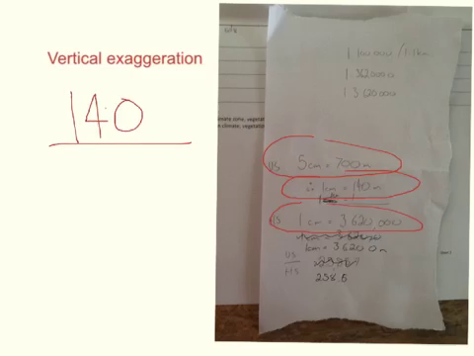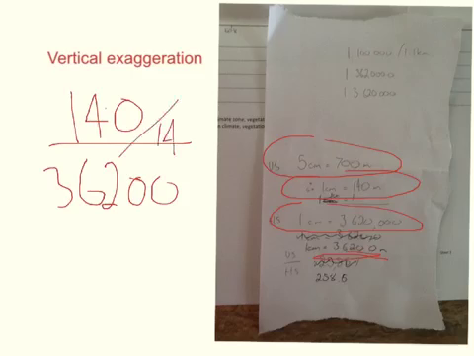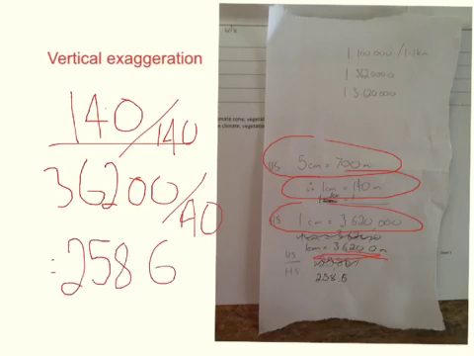I hadn't converted to metres. So in metres, I'm at 36200 metres. When you divide the two, if you just divide that by 140, then you end up with a vertical exaggeration of 258.6. So it's telling me that the vertical scale has been exaggerated 258.6 times.